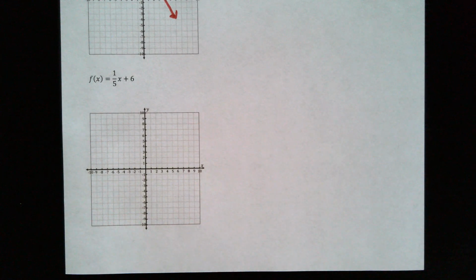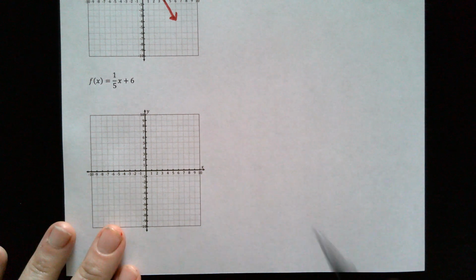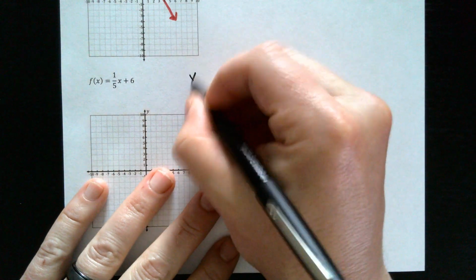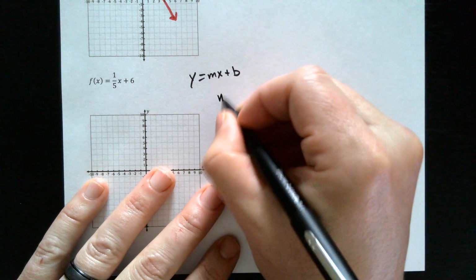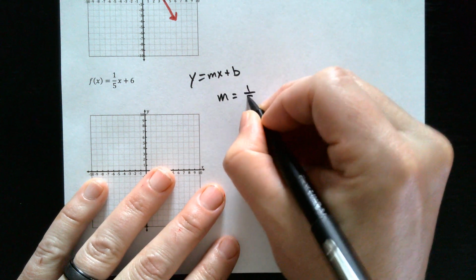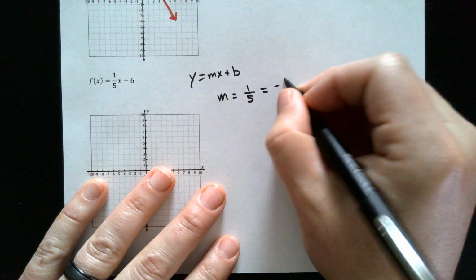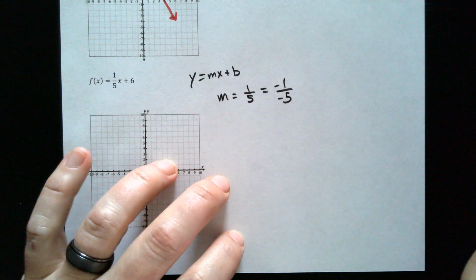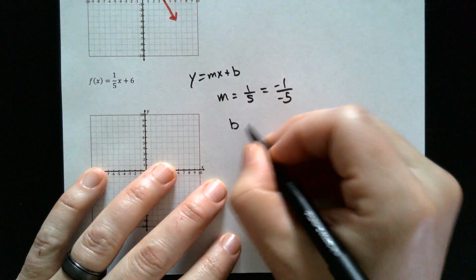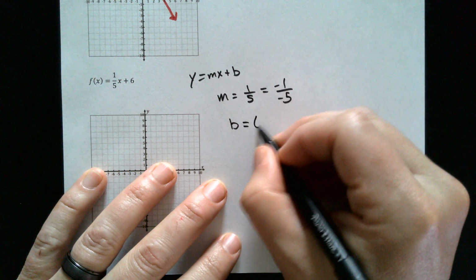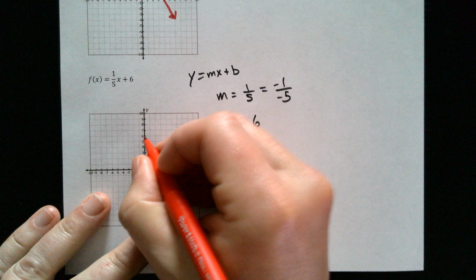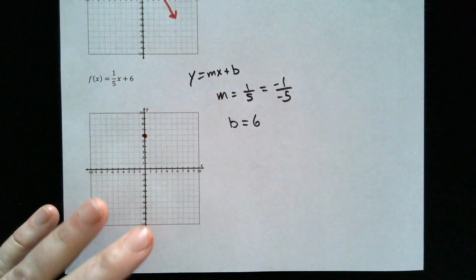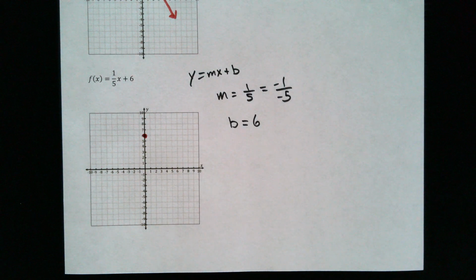Okay, let's take a look at the next one. Okay, remember y is equal to mx plus b, where m is the slope. So m, in this case, is 1/5, or you could write it as -1 over -5. It's the same thing. And our b, which is our y-intercept, is 6. So y is equal to 6. So let's go to 6 on the y-axis. There it is. Okay, and then we'll use our slope.